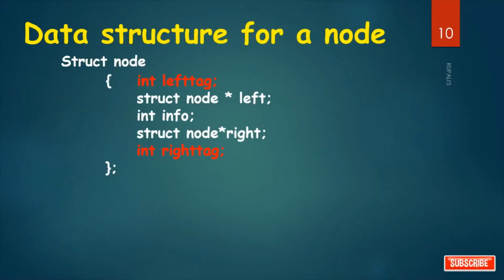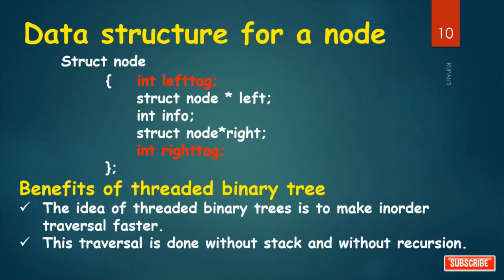So, what is the data structure for a node of a threaded binary tree? In case of a normal binary tree, there are three fields. Struct node star left, left holds the address of the left child. Struct node star right, right holds the address of the right child, and the information in info. But in case of a threaded binary tree, there are two extra fields for left tag and right tag. The data type of the left tag and right tag variables is integer because it holds either the value 0 or 1.